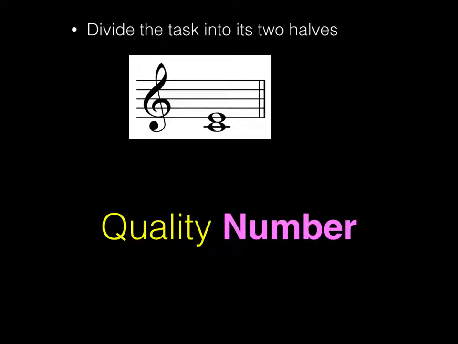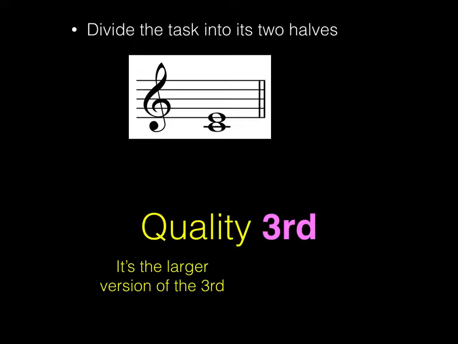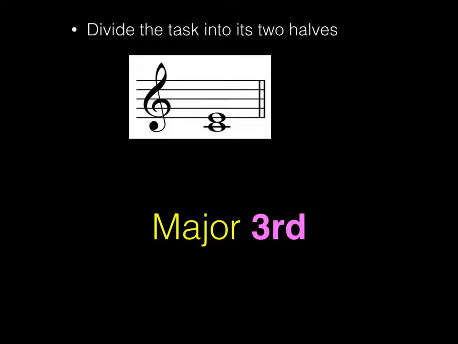So if you look at C to E there, we're going to try to figure out the quality and the number. So for the number, C to E traverses three letters, C, D, E, and so it's a third. But now let's think about the quality. Well, it's the larger version of that third, so that means it's the major third. And that's how we know that C to E is a third, and not only a third, but a major third.